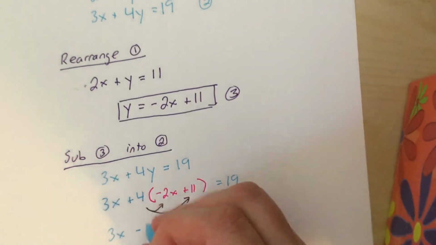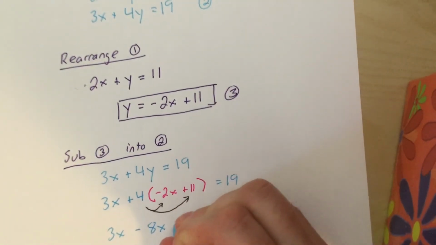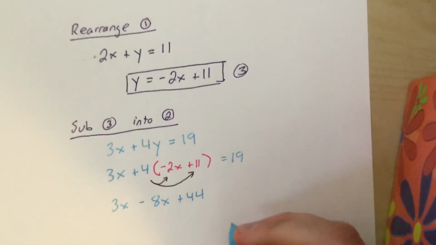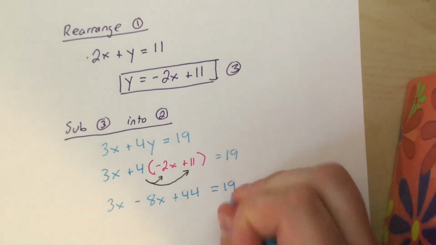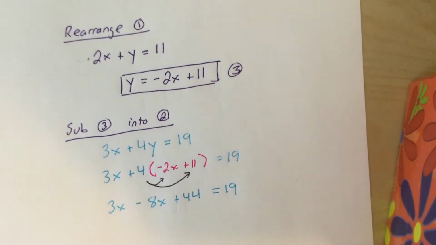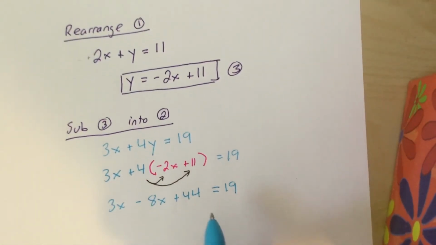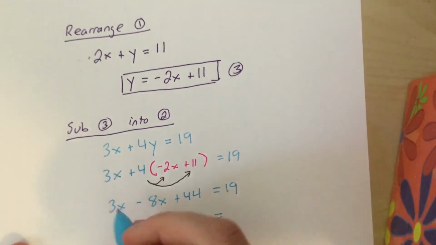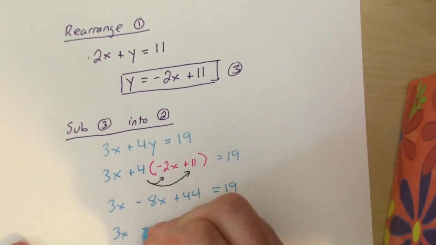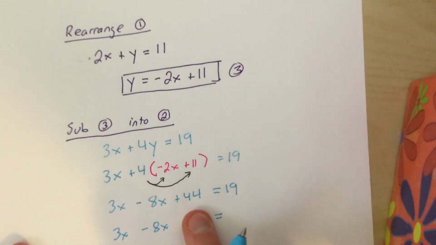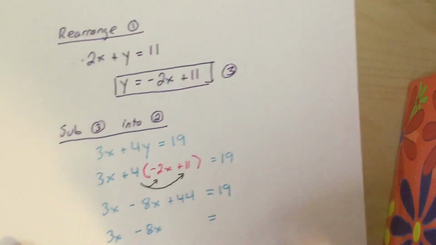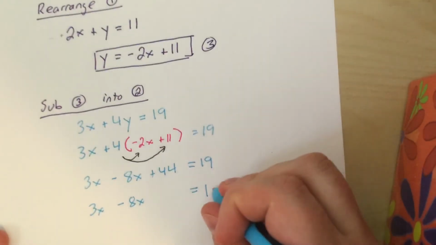So 3x minus 8x plus 44 equals 19. And then we're going to move things around, collect like terms. So we're going to keep the 3x and the negative 8x on the same side. The 44 goes on the other side. It was positive, now it becomes negative.